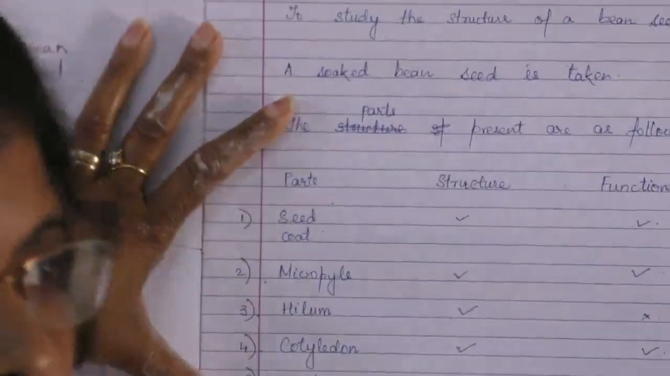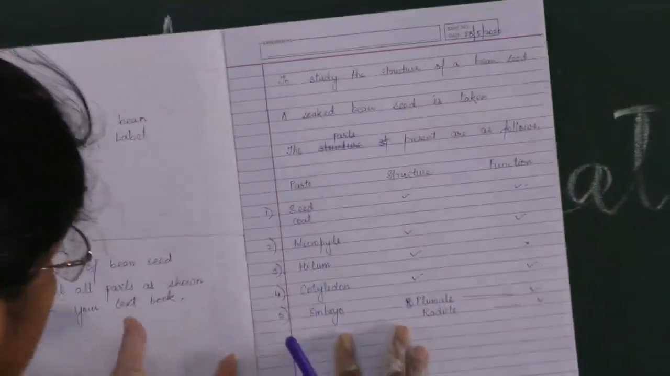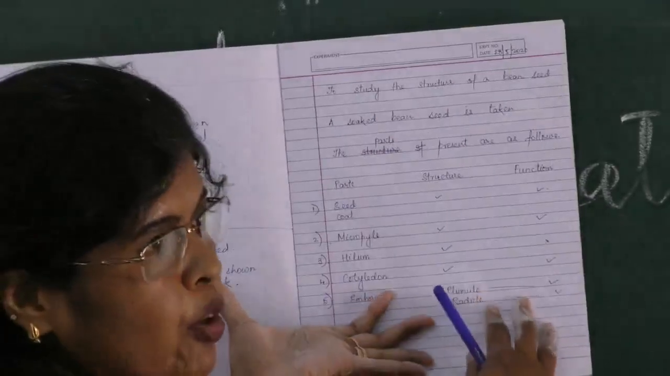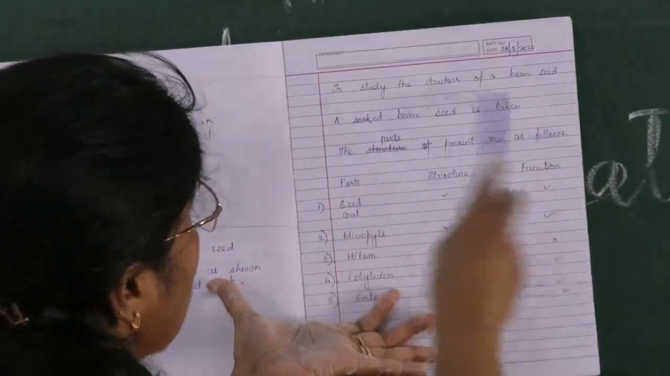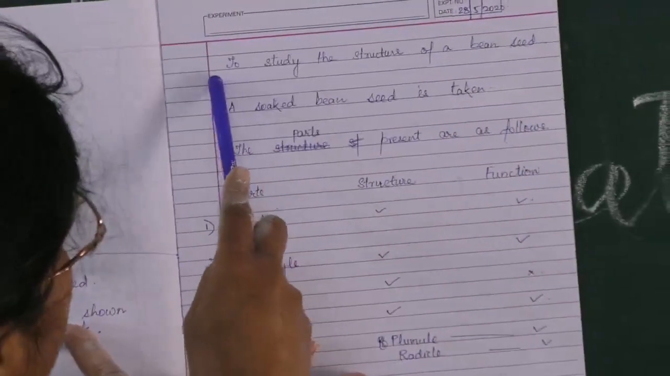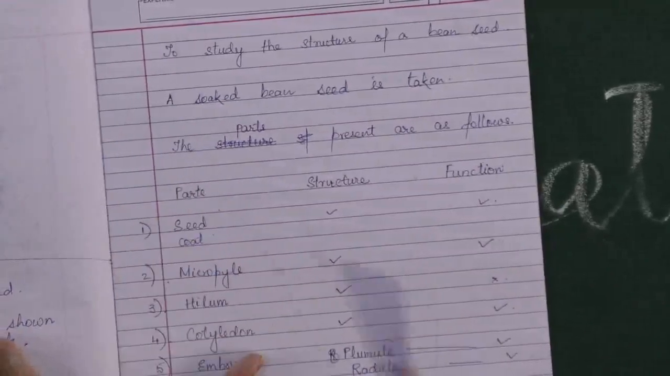Is it all right? When you are opening the bean seed, what do you see inside? There you don't see micropyle and hilum. Now what do you write? You write the date first here, 28/5/2020. Now what do you write? To study the structure of a bean seed. All right? Okay, this is the second one.